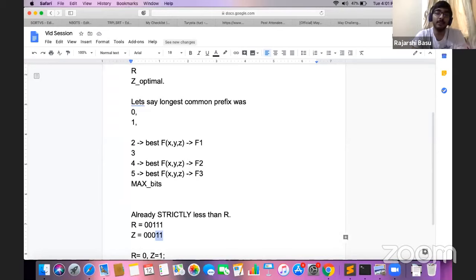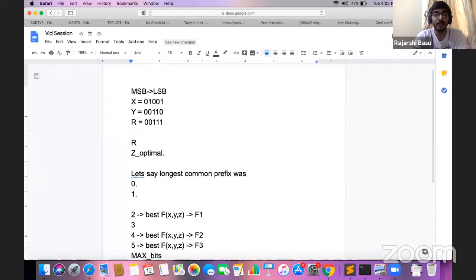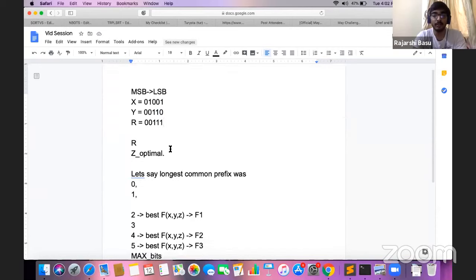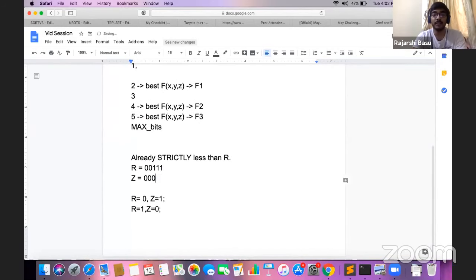So the claim is that you just take the odd value of the last 2 bits in x and the last 2 bits in y. So you take the odd values between this and this. The odd for them is 1, 1, right? That's why you have a 1, 1 here. And this will maximize f(x, y, z), right?